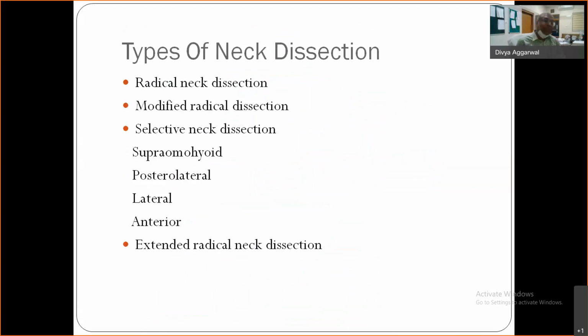Now I come to the types of neck dissection. See, this is a related field, and you would be getting questions on this also. So you need to know this very thoroughly. The neck dissections are radical neck dissection, modified radical neck dissection, selective neck dissection, which are either supraomohyoid, posterolateral, lateral, or anterior, and an extended radical neck dissection. Now we shall discuss that in a bit of detail.